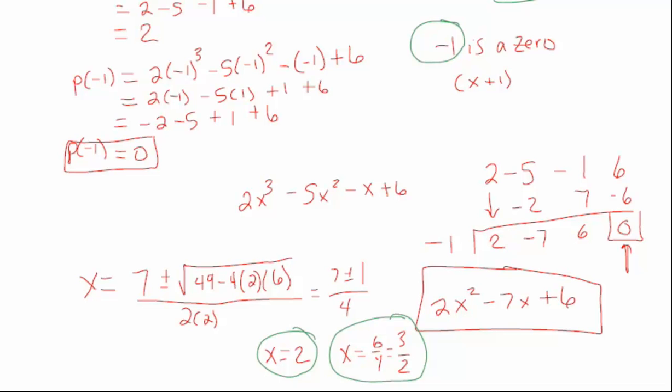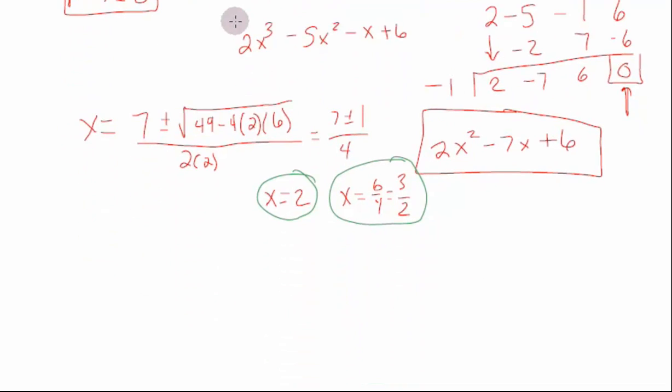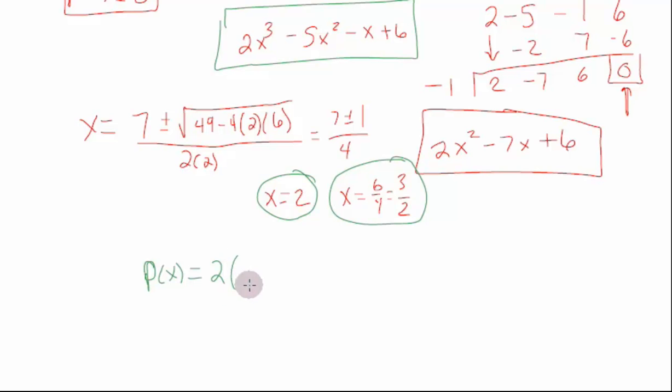Now we just have to write the factored form. So here's our polynomial. The factored form would be p of x, because that's what it started with. The 2 is out front as your a, and then we write the zeros. Negative 1 being a 0, x plus 1 is a factor. X equals 2 being a 0, x minus 2 is a factor. X being 3/2 is a 0, x minus 3/2 is a factor. Now this is the factored form of this polynomial p of x right here, 2x cubed minus 5x squared minus x plus 6.